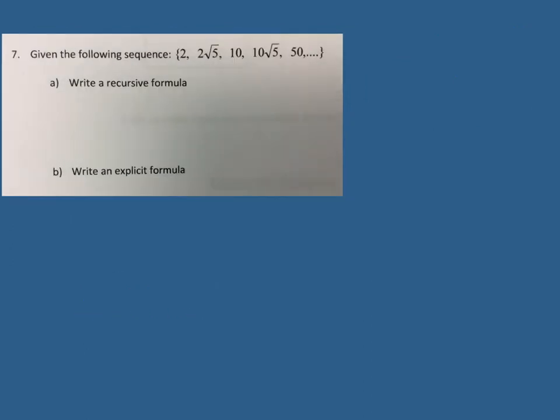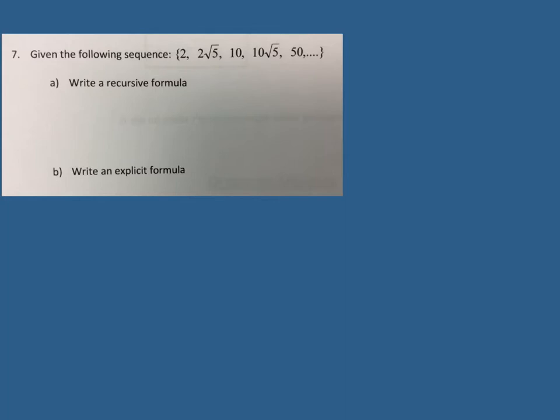All right, so number 7 is really similar to number 6. They just give you a sequence, and you have to write a recursive and explicit formula for it. So the first thing we want to do is figure out how we are getting from one term to the next. Are we adding? Are we multiplying? What's going on here?